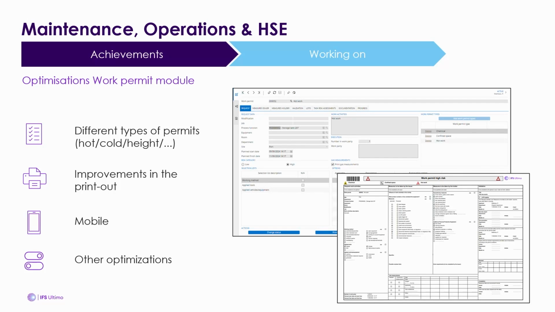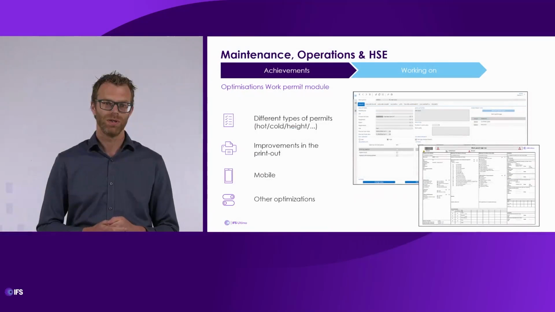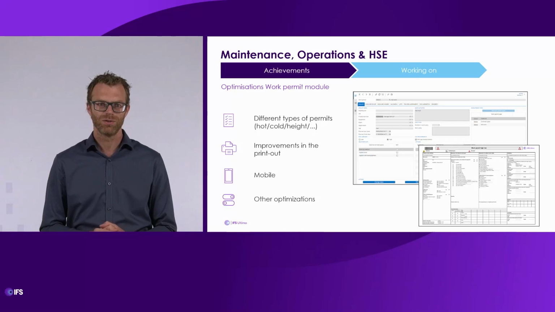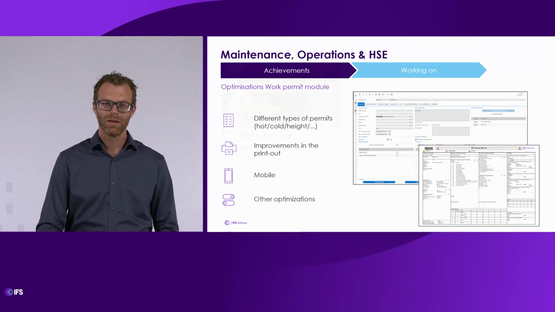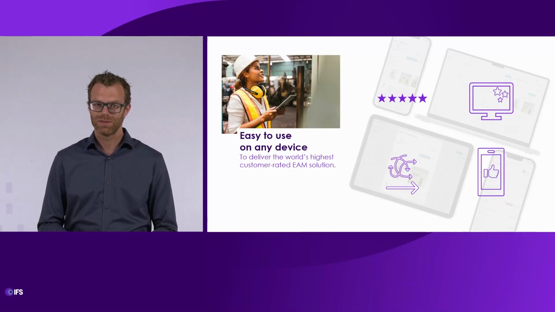Also some items will disappear if they are not applicable. This gives a cleaner layout. So several improvements are done. And also in the mobile solution, so the Go and Go Plus, you can generate that work permit print straight away or refresh it. So that's also really a nice improvement. All in all, there are more optimizations done, but I think these are the key items to be mentioned. That means we are going to start with the next theme.